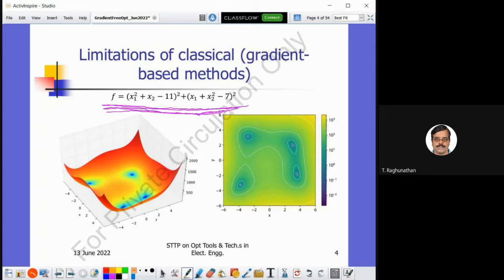This function, have a look at it. This material also will be shared with you. This is known as the Himmelblau function. This is a multimodal function, as you can see. How many minimums? How many minimums? Four. People are right. Good.